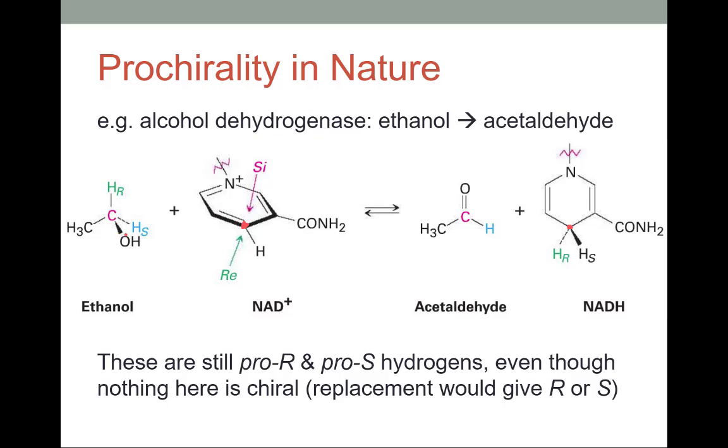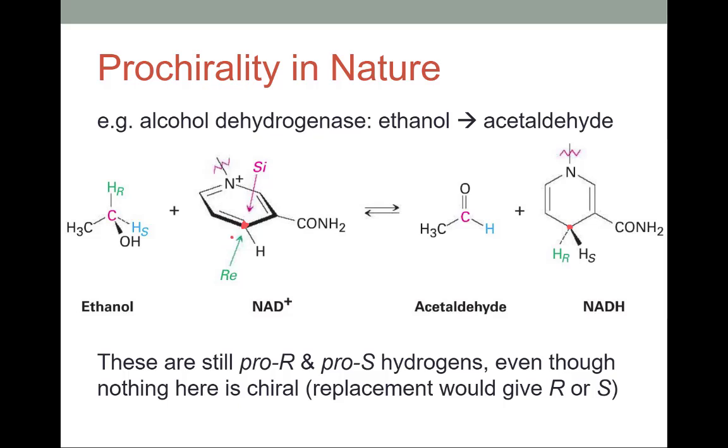And so when we look here, we can see what's going on. Specifically, this pro-R hydrogen is being removed. All right, and how does it get that specificity? Well, it gets the specificity again because there's an enzyme involved. The enzyme is called alcohol dehydrogenase, as I mentioned up at the top.